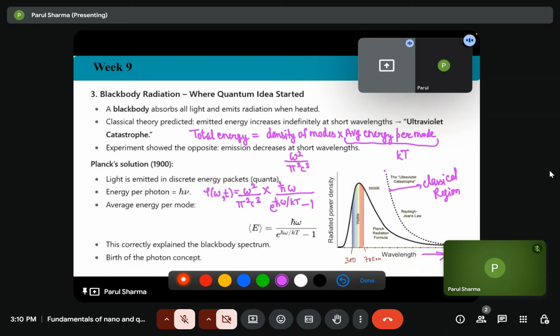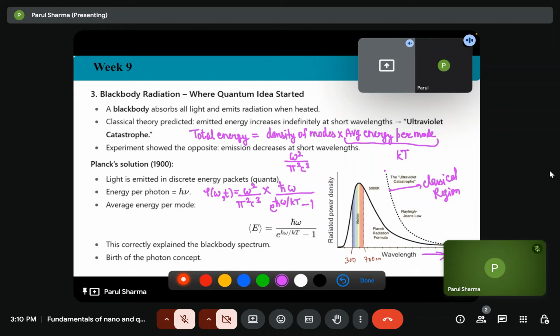So what did Planck say? In 1900, Planck suggested that the energy emitted by a black body is not continuous. Light is emitted in discrete energy packets, that is in quanta form, and the energy per photon is given by h nu.